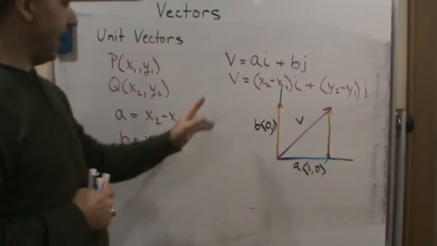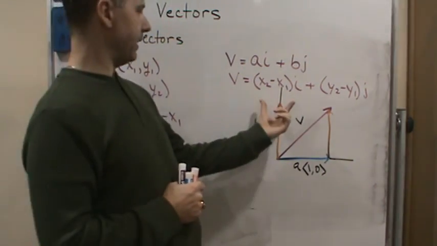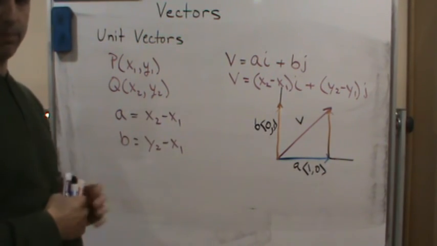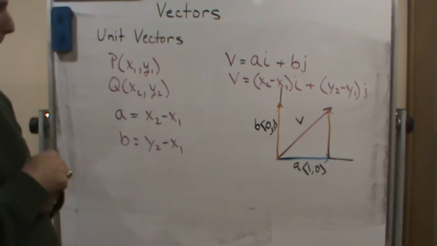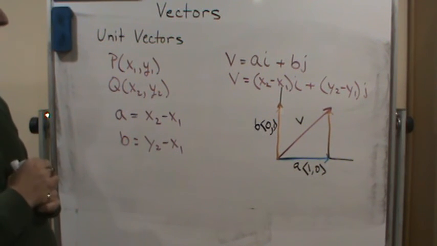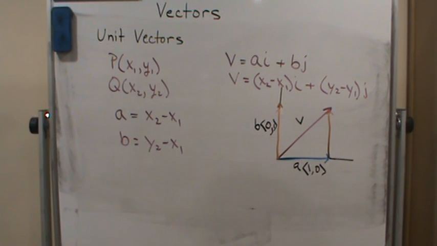And again, I can take any vector in the rectangular plane and write it as a sum of its component vectors i and j, or some scalar multiples of i and j. And that's it. So let's do an example, and we'll see you then.